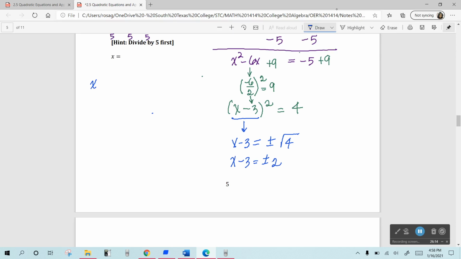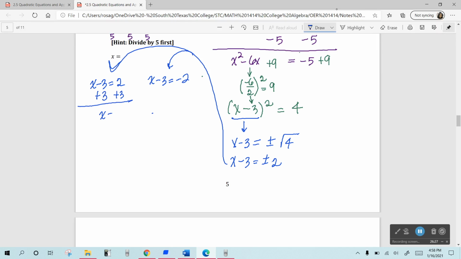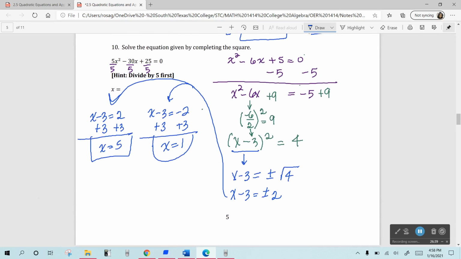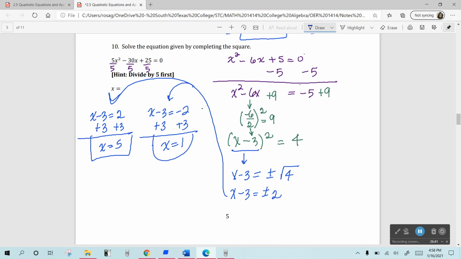So I have two equations. x minus 3 equals 2. x minus 3 equals negative 2. Plus 3, plus 3, plus 3, plus 3. There we go. I was about to say, any questions? But I'm here by myself.